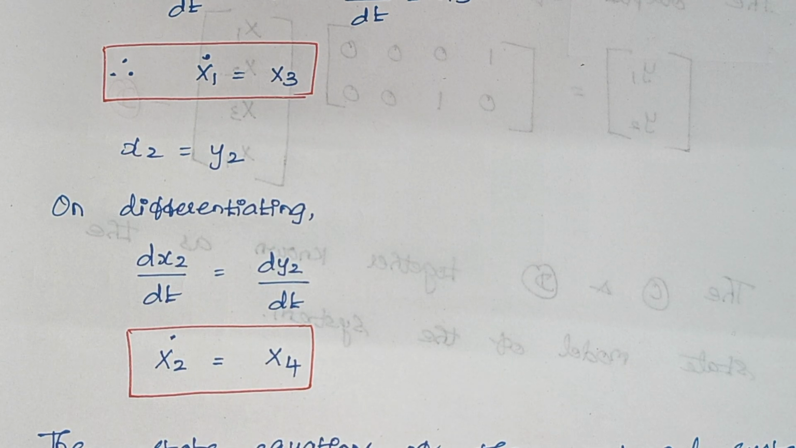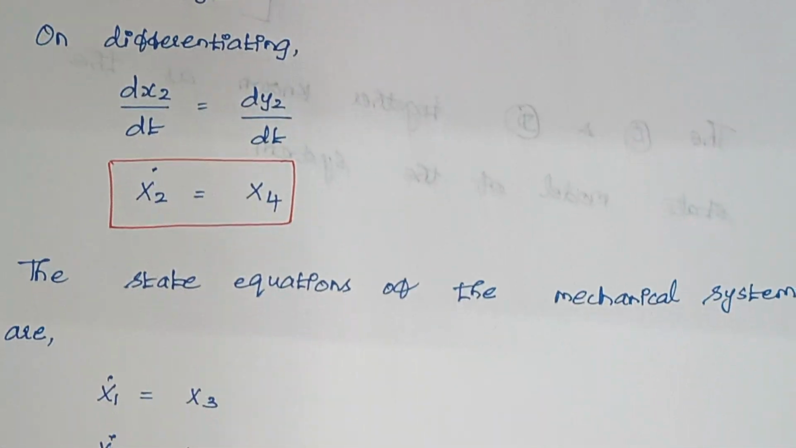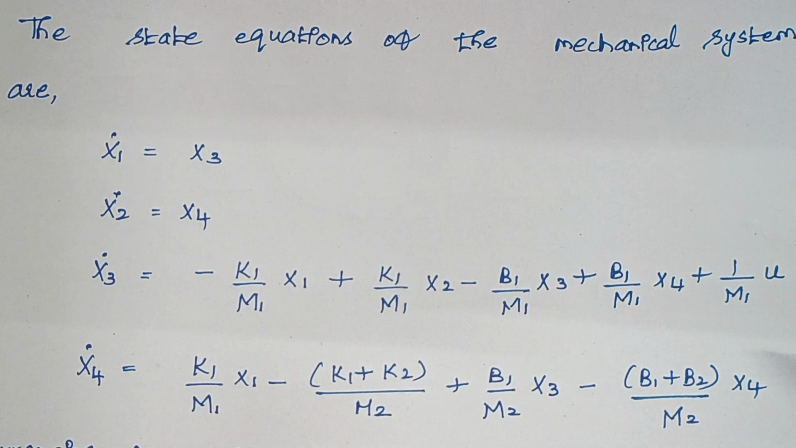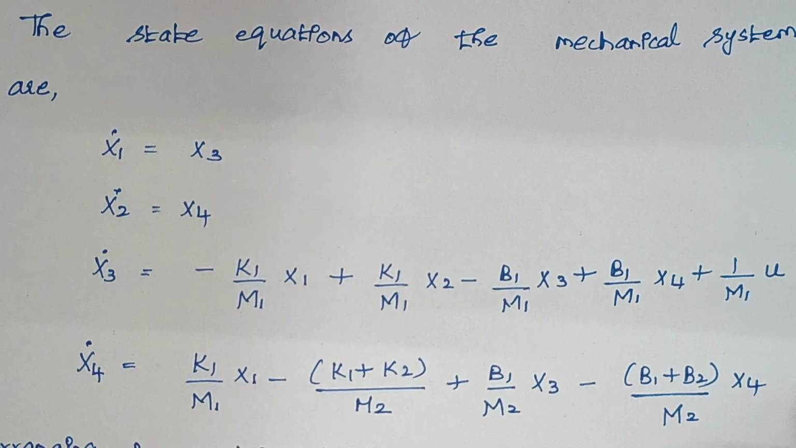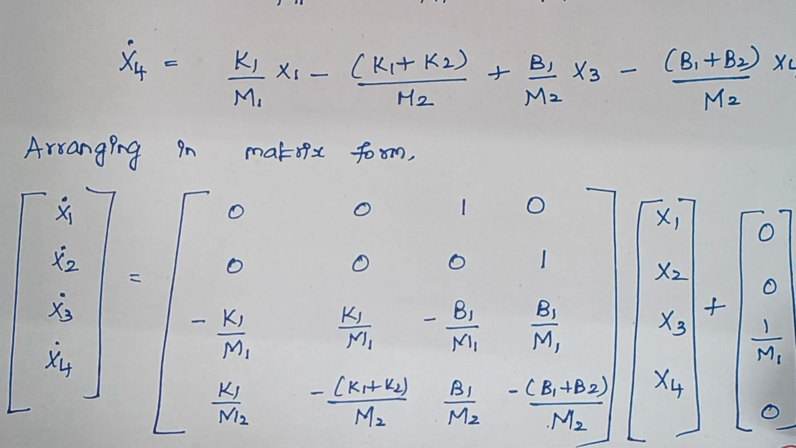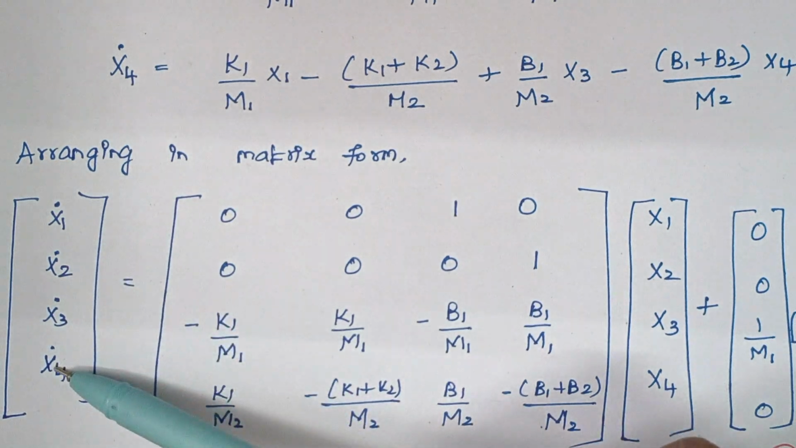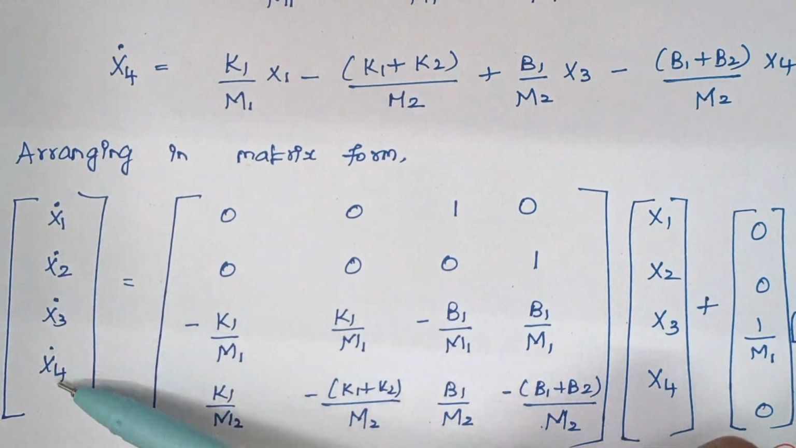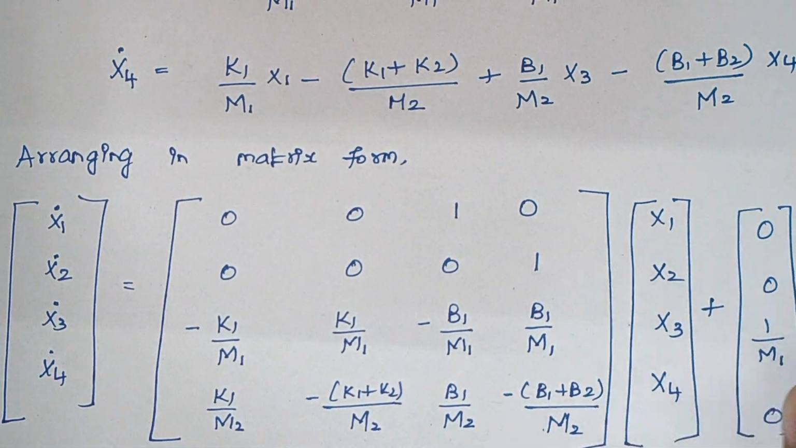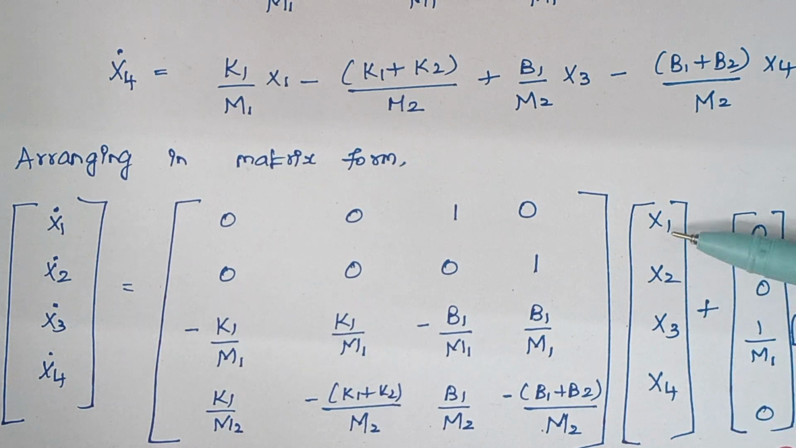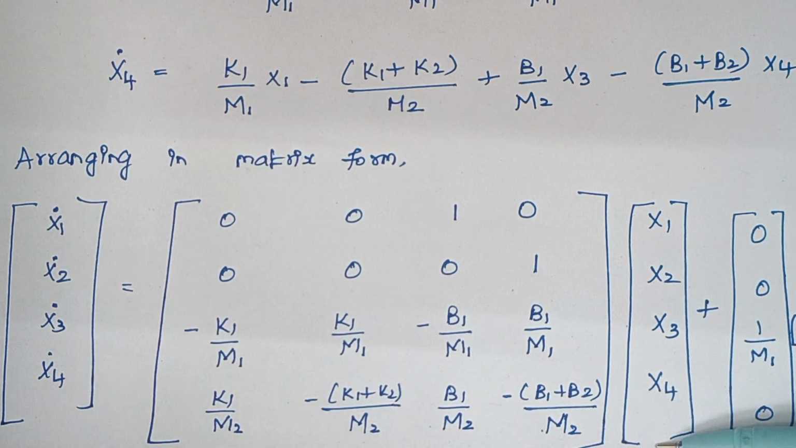So finally we had framed expressions for x1 dot, x2 dot, x3 dot and x4 dot also. So we are writing it together here. You see, these are the expressions. Now we are going to rewrite it in the form of matrix, right? So here you see, when you arrange it in the form of matrix, again we are having these four values, x1 dot, x2 dot, x3 dot and x4 dot. And when you have here the four values, then the respective values here are x1, x2, x3 and x4, right?